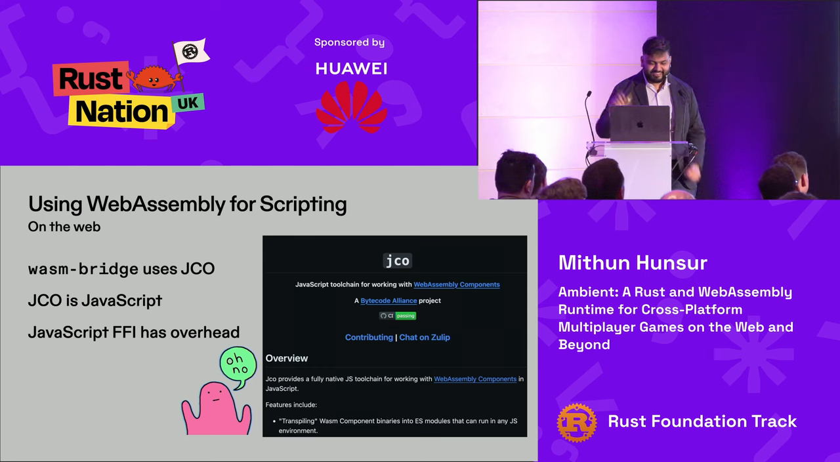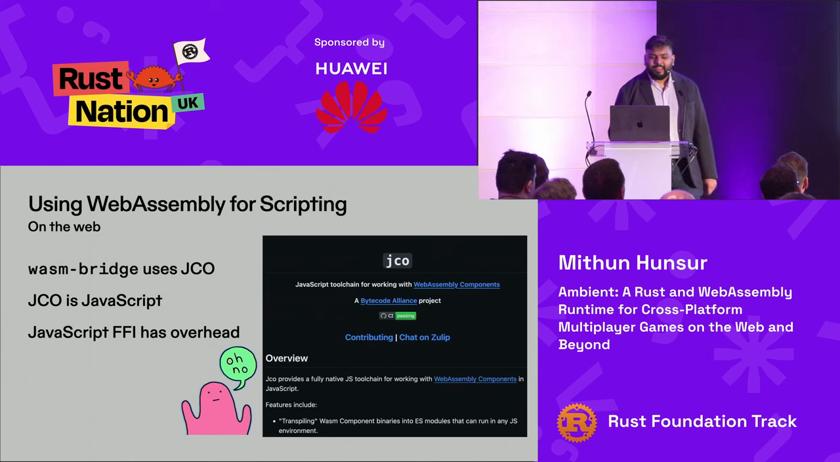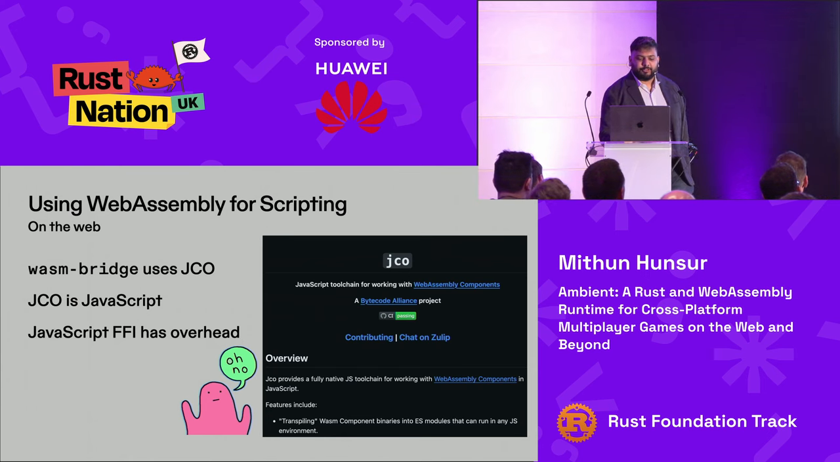But WASM Bridge is based upon the Bytecode Alliance's JCO project, which wraps WebAssembly components in a JS object. WASM Bridge wraps the resulting JavaScript code with a Rust interface. The problem with this is that all FFI goes through JavaScript, which is very, very slow. We optimized this as much as we could, but we came to the conclusion that we needed to remove the JS from the equation. This was the main cause of our performance issues on the web.